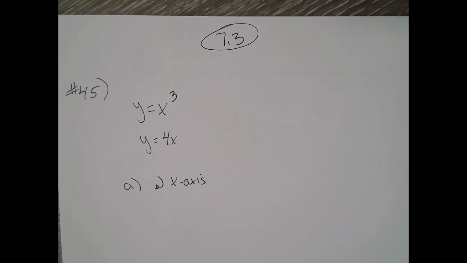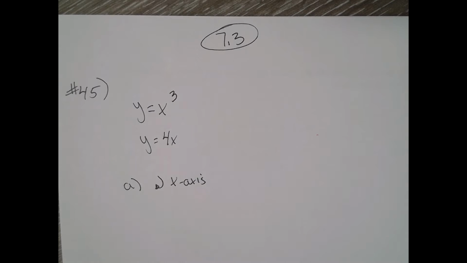Alright, 7.3, number 45. It says find the volume of the solid generated by revolving the region in the first quadrant bounded by these two equations about the x-axis and about y equals 8.